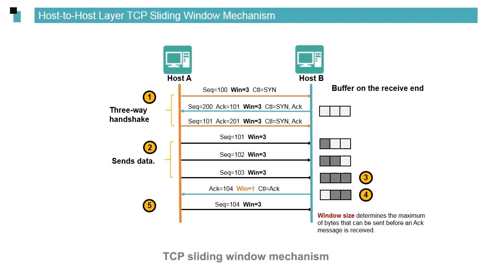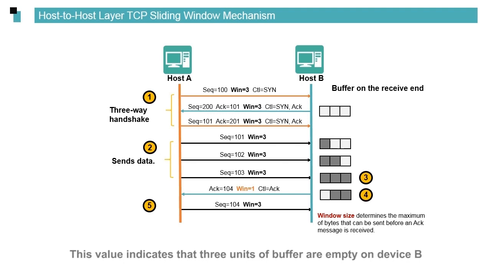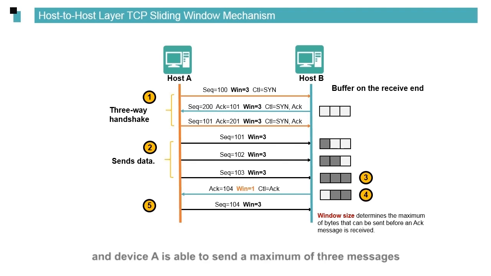TCP sliding window mechanism. Device B has 3 units of empty buffers. During the three-way handshake for TCP connection establishment, device B notifies device A of a window field of 3. This value indicates that 3 units of buffer are empty on device B, and device A is able to send a maximum of 3 messages to device B at a time.